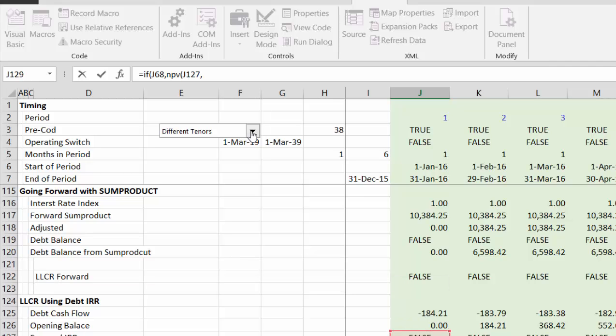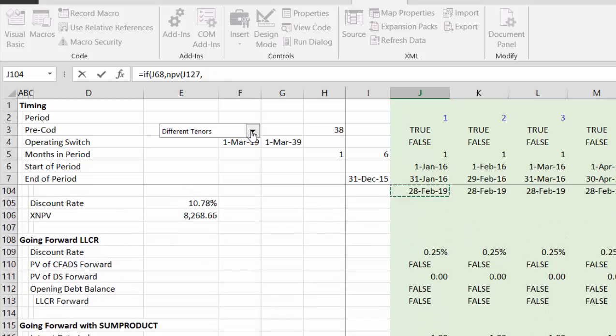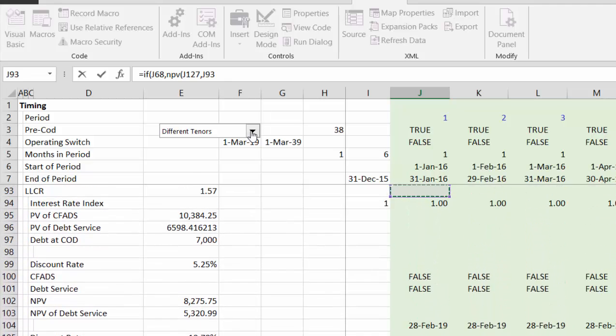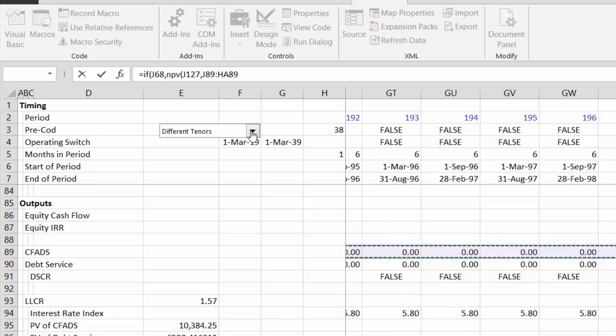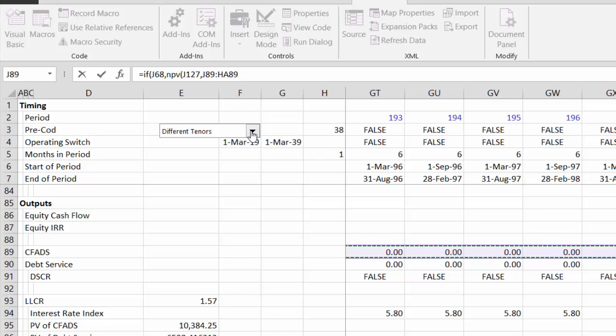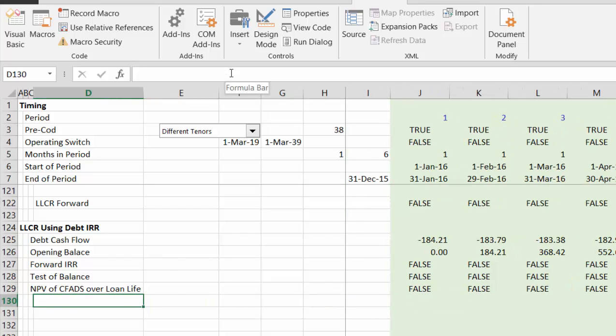Hopefully we'll get this right for once, and then we can go to the CFADS. Well, I better use our top one here. Okay, Shift Control right arrow. Then let's just put it here. I don't think that's necessary. Okay. And finally, we can compute LLCR.